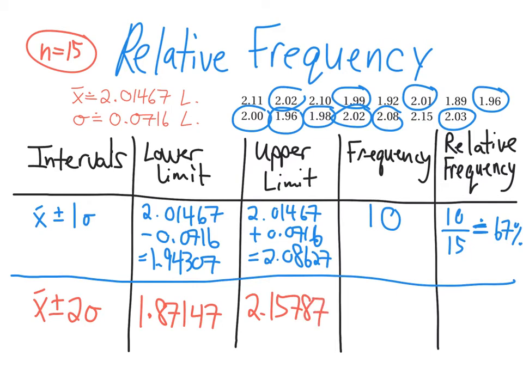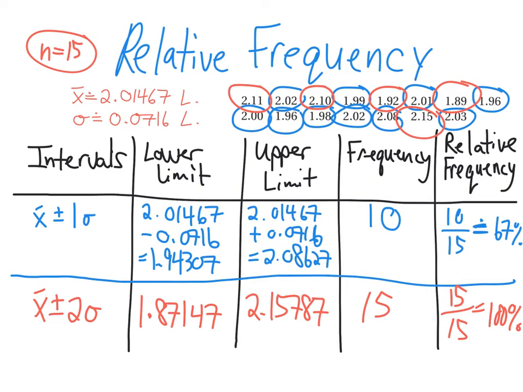And the 2.11 is now included, the 2.10 is now included, the 1.92 is now included, the 2.15 is now included, the 1.89 is now included. So we have a frequency of 15, and as a relative frequency, we now have accounted for 100% of the data set. So as you can see, adding and subtracting the standard deviation to the central tendency value of the mean creates a window of a measure of spread.